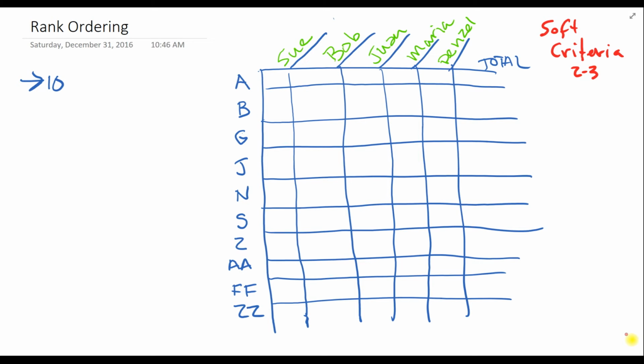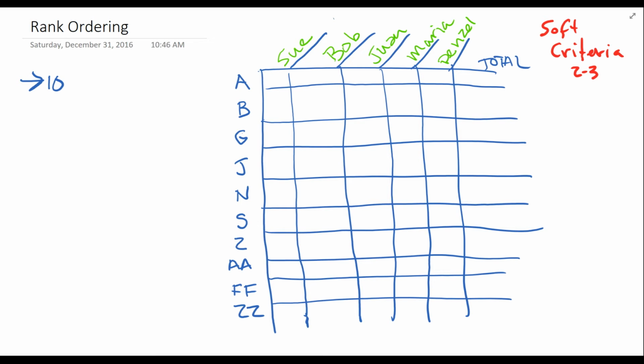Along the top, we have our team members' names, and the left-hand side has the letters of each of the ideas. So we rank them against each other. If there are 10 ideas, we rank them 1 through 10. If there are 12, we rank them 1 through 12.